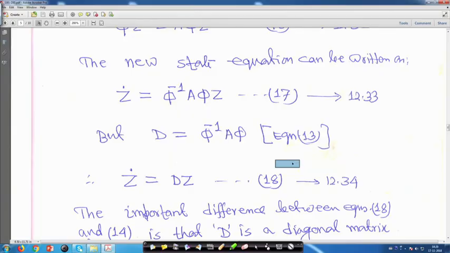Okay. So, in the previous lecture we ended up here at equation 18. So we got z dot is equal to D z, and D is a diagonal matrix, and each diagonal element is nothing but the eigenvalues of the matrix A. So, let me clear this.